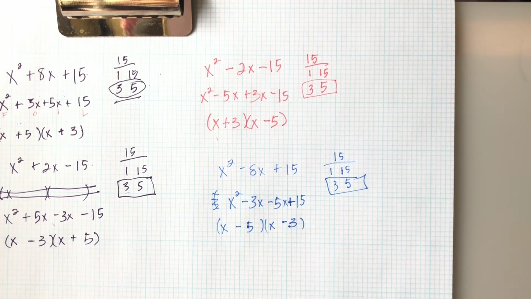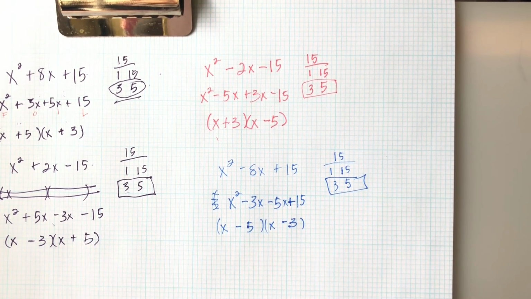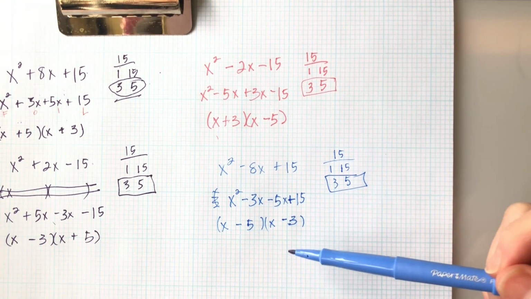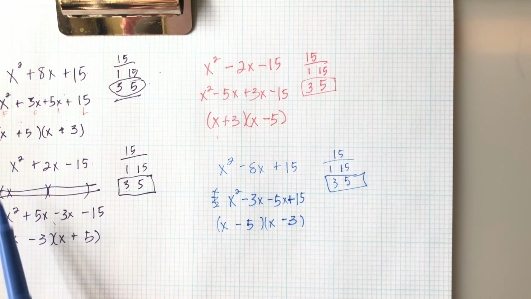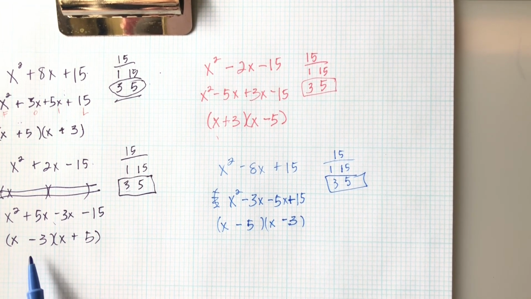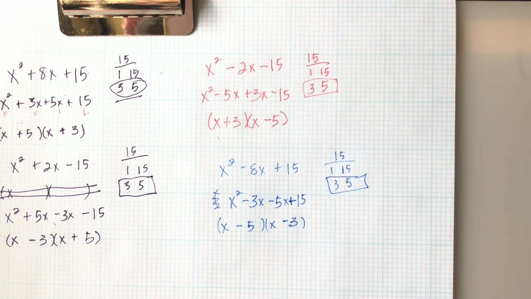So those are some very similar trinomials, but the difference is what was negative and what was positive in the original multiplied binomials. So those are really important things to pay attention to as you're going through your homework.